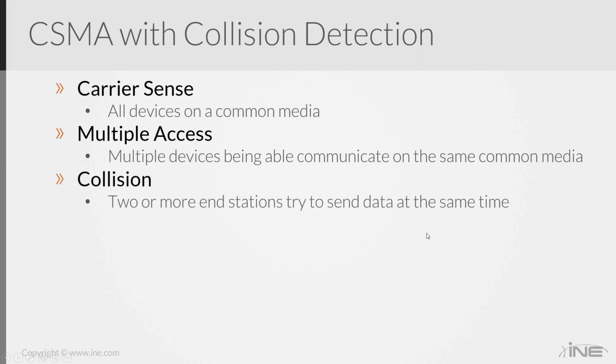You have collision, which is two or more end stations trying to send data at the same time. This was very common in hub world. Now, why is that a bit different than a switch? Well, a hub was basically just a layer 1 repeater.